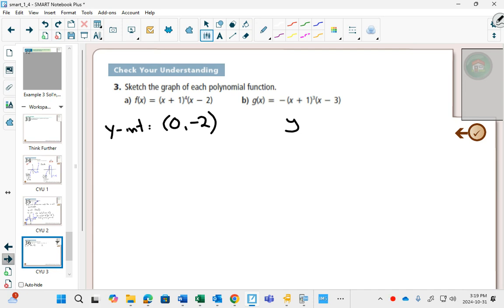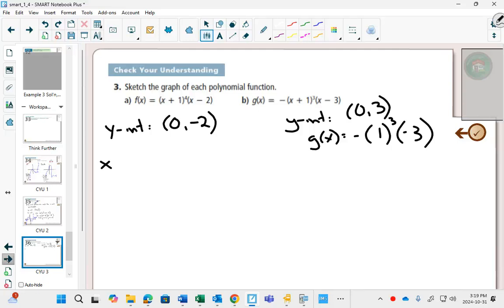This one is even harder. The y-intercept, if you plug in, here I'll even show with my work. If I plug in a 0 for x, I get 1 cubed, which is 1, times the -3, times the negative out front. My y-intercept is 0, +3. So it's no longer just the last number. You actually have to do the math. But your x-intercepts are a lot easier now because it's already factored.